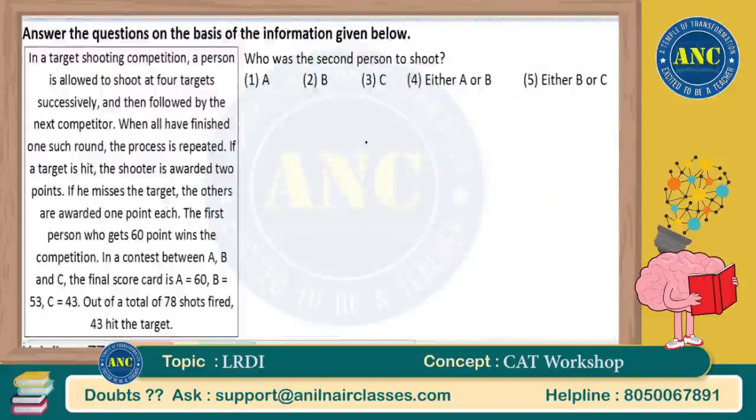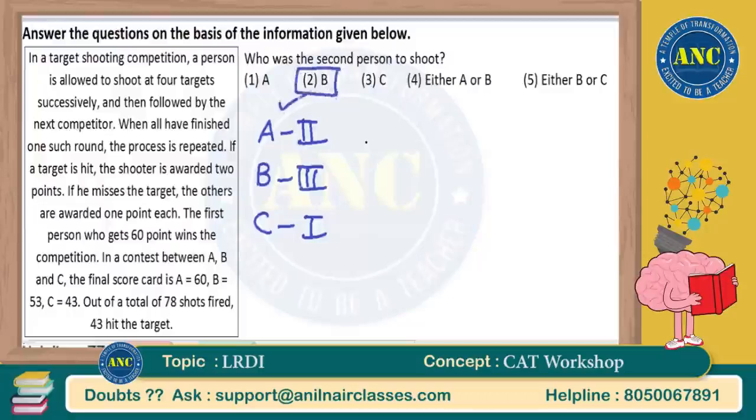Who was the second person to shoot? Already we discussed who was the second person to shoot. A is the second person to shoot, B is the third person to shoot, and C is the first person to shoot. So the second person to shoot, the answer is B.